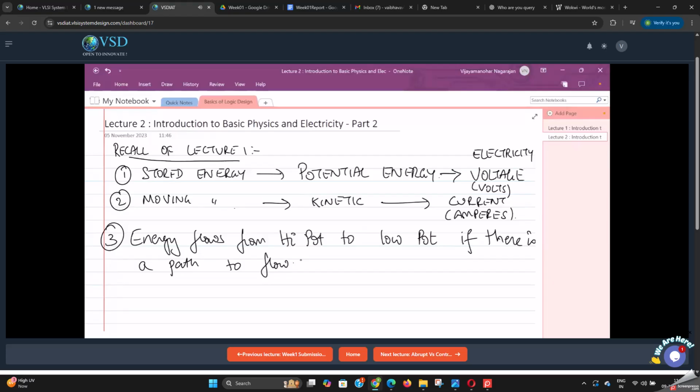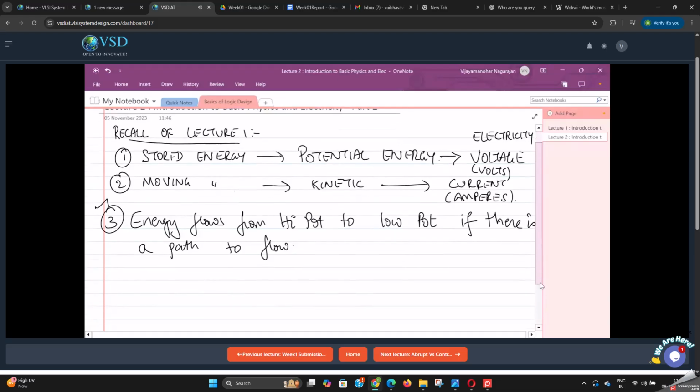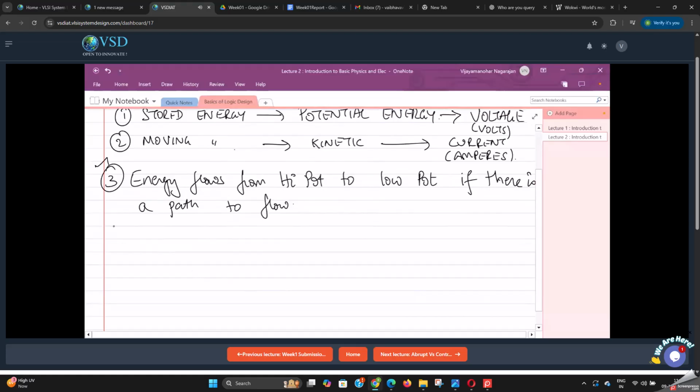So for energy conversion to happen, we need high potential and low potential. Not only that, it is not sufficient. We also need a path from high potential to low potential for the energy to flow. These two together are needed. So this is a mandatory requirement. Correct? These are the key takeaways from the first discussion. Now let us go more into current electricity.